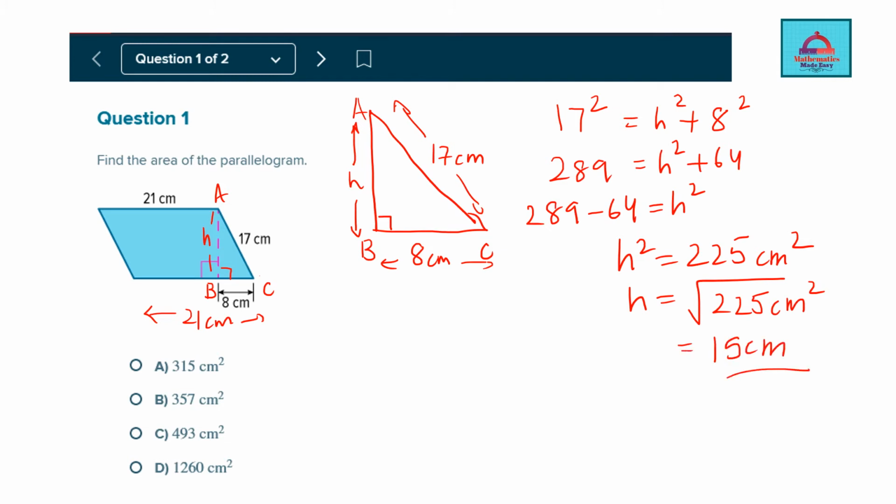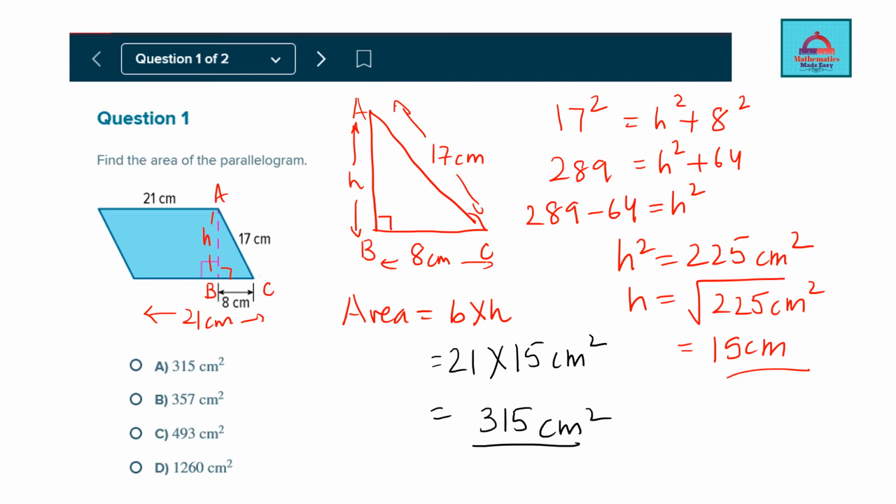So now that you have your height, your area would be base multiplied with height. Let's do that calculation. Base is given to be 21, height is given to be 15. Unit is centimeter square. So when you do that, 21 multiplied with 15, what you get is 315. So your answer would be definitely A. So that's how a multiple choice question, the one that you can get in your ministry exam, is to be solved using trigonometry, using Pythagoras theorem.